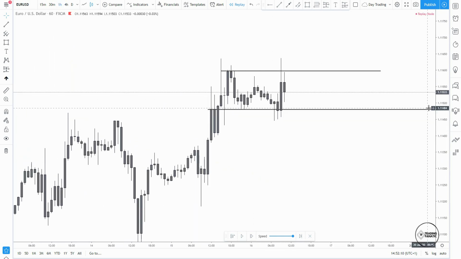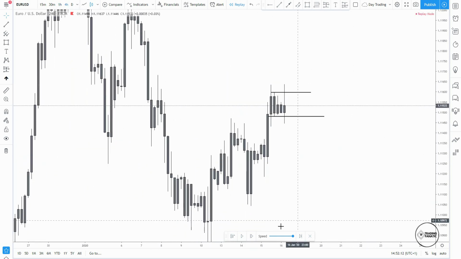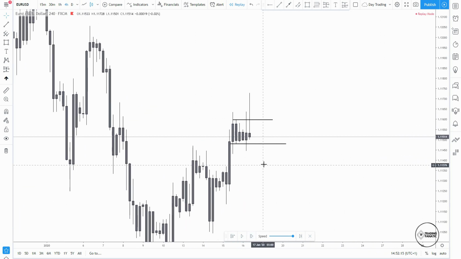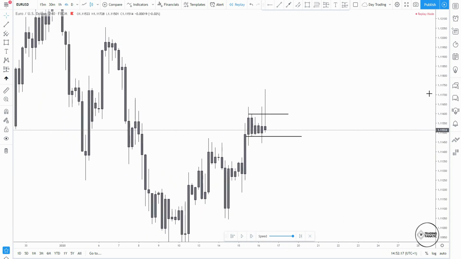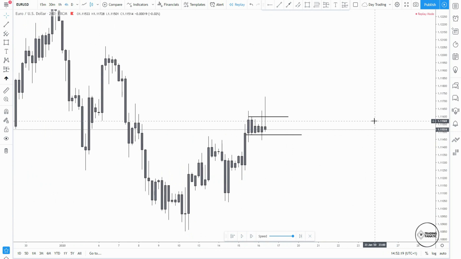Hourly time frame, consolidation. What do we do? We wait. One more candle. What did price action try to do here, guys? And it's important that you try to shift your psychology and dive behind the candles.